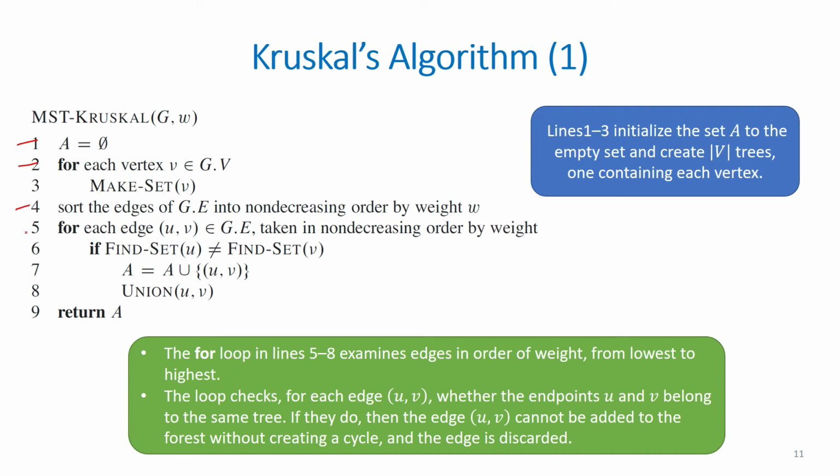Then, in the for loop on line 5, we select each edge UV in the sorted order and check if vertices U and V are connected or not. If U and V are not connected, we then add the edge UV to the set A and connect the vertices U and V using the union function on line 8. Once we create a tree containing all the vertices, we return the set A, which ultimately contains the edges that form an MST.